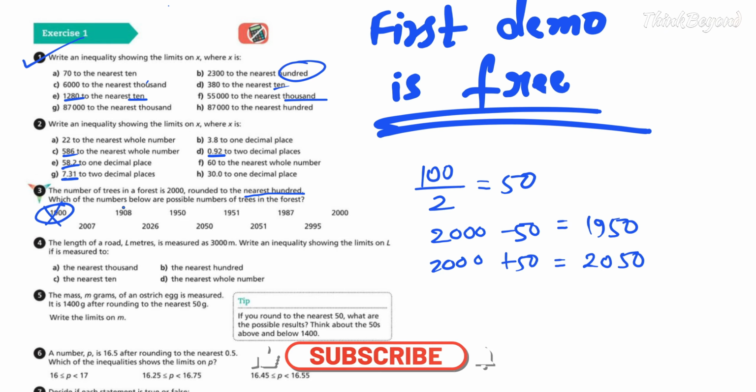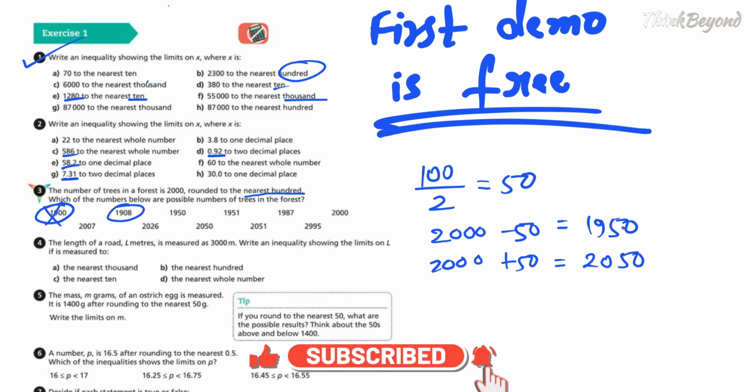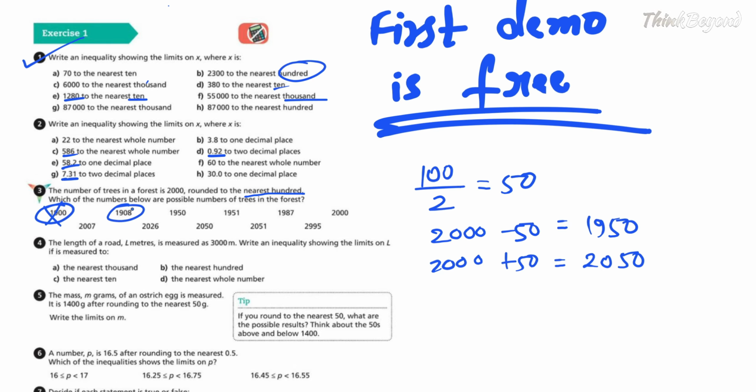Now check for 1908. Is it in between here? It is less than 1950. It is also false. Check for 1950. Does it fall here? Right. Write the inequality first. 1950 is less than or equal to 2000 and is less than 2050. Here it says less than or equal to, right? So yes, it is possible. It is true. It falls in between. Now next.